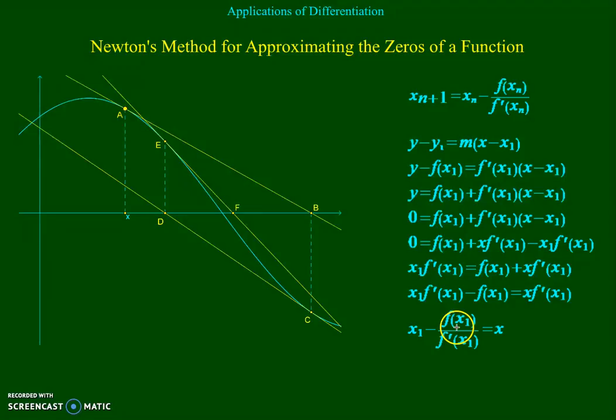Now before we go ahead and actually employ Newton's method, there are two caveats that we need to look at where Newton's method fails to find a zero.